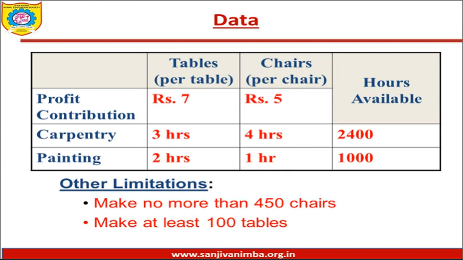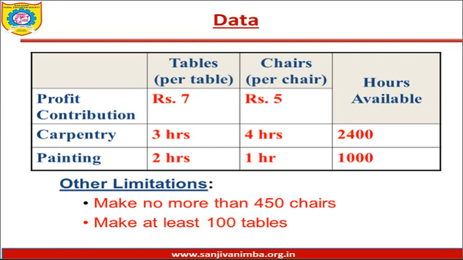Based on that, they have given you certain information. The information is put in form of table. You can see that one table is giving a profit of rupees 7, whereas if you sell one chair, you are getting a profit of rupees 5.